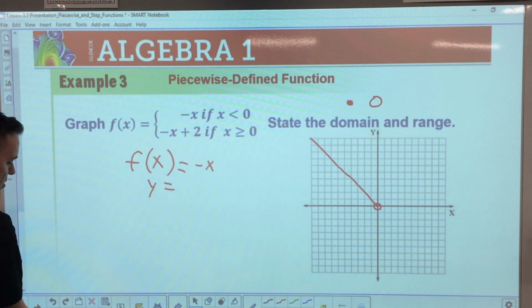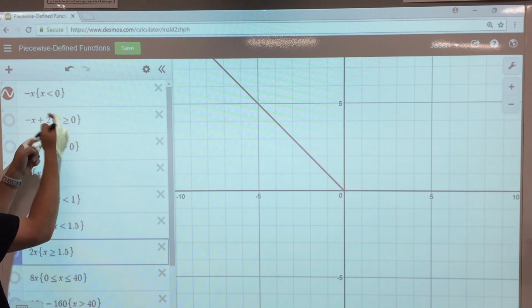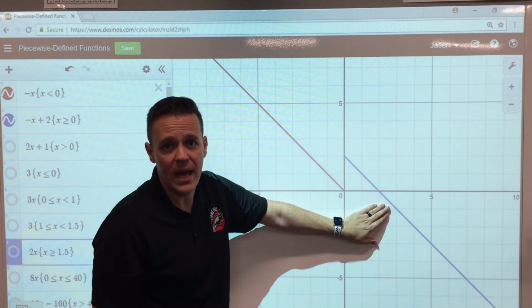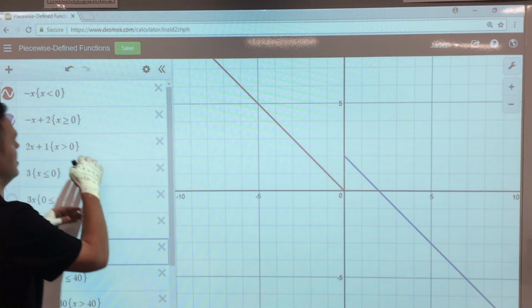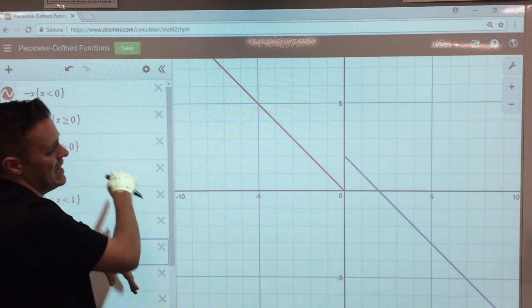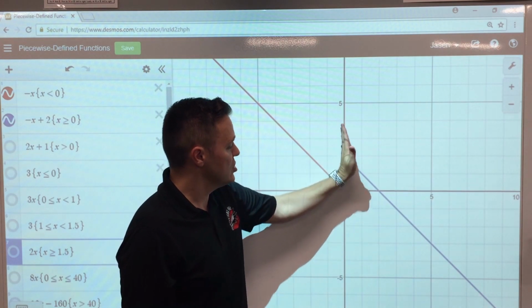And I'll show you how you do that on Desmos. Same thing, negative x plus 2, and then you have your interval. If I turn that on, here's your graph for that. Now the reason it goes every interval, so I want every value of x that is greater than 0. So your interval is going to start on this line.